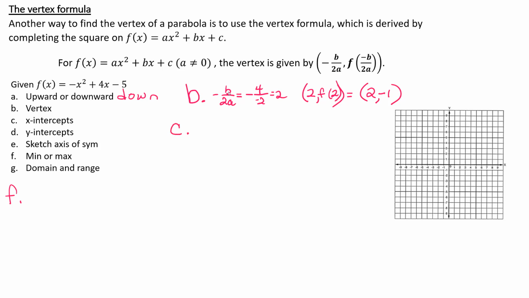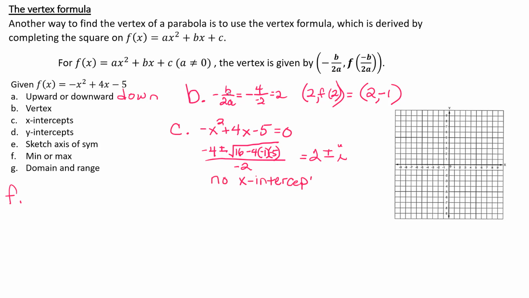And then the x-intercepts, that is when the function equals 0. So -x squared plus 4x minus 5 equals 0. Put that into the quadratic formula. And if you work all that out, you're going to get 2 plus or minus i. And you're getting a complex answer for the x-intercepts, and that's not on the xy plane. So you just would say there are no x-intercepts. So this function does not cross the x-axis.